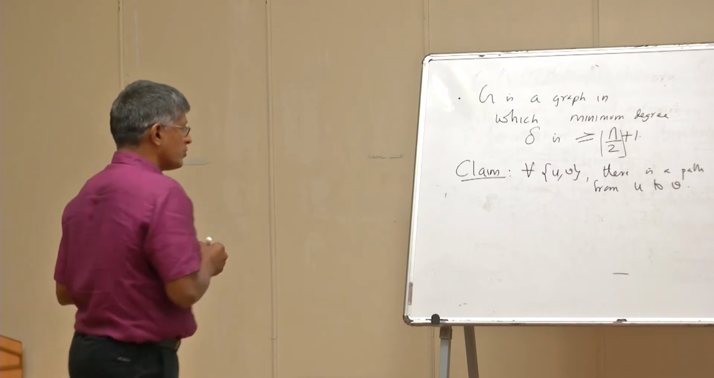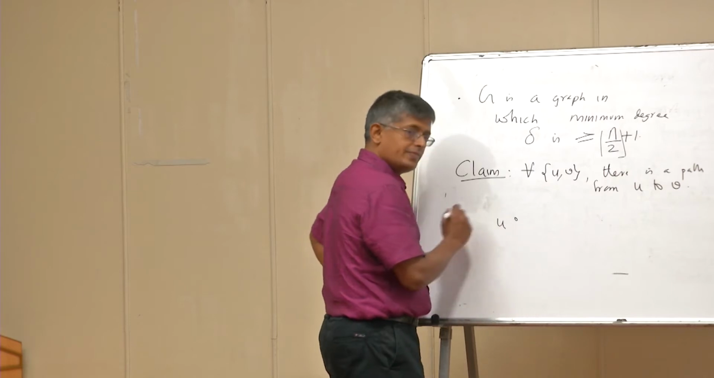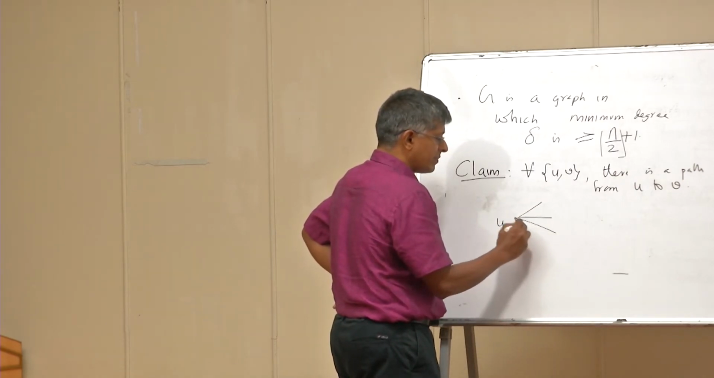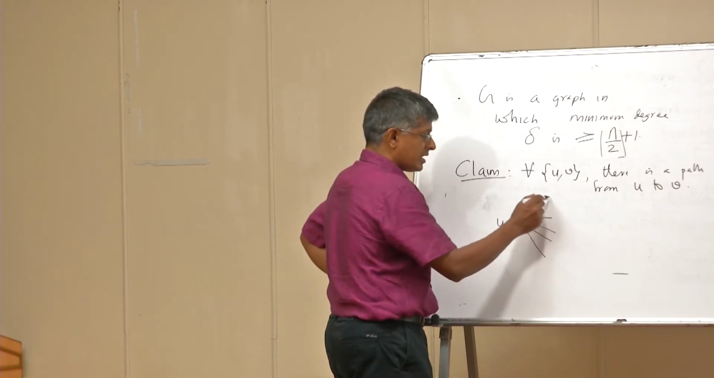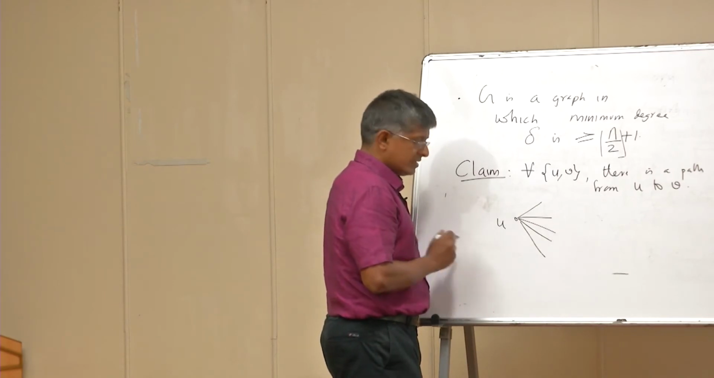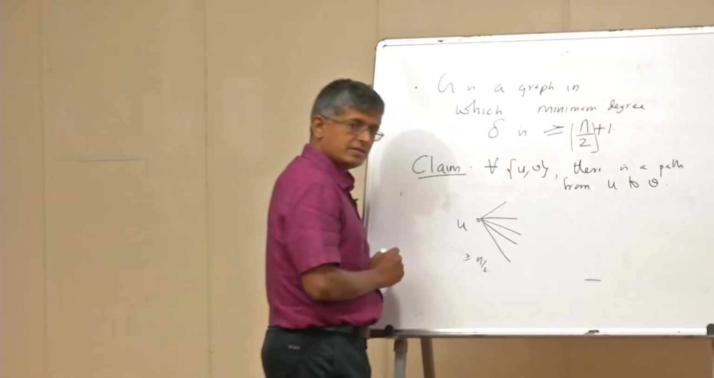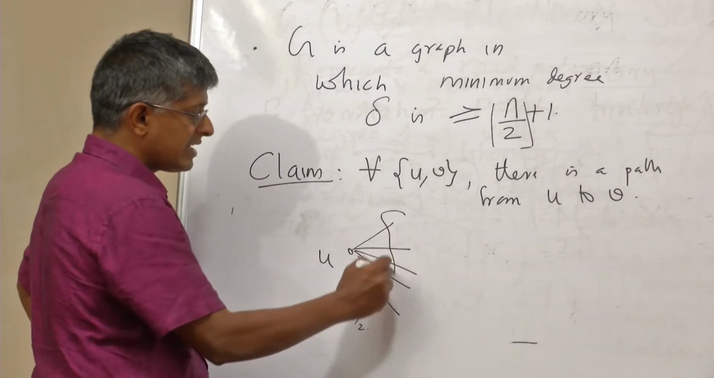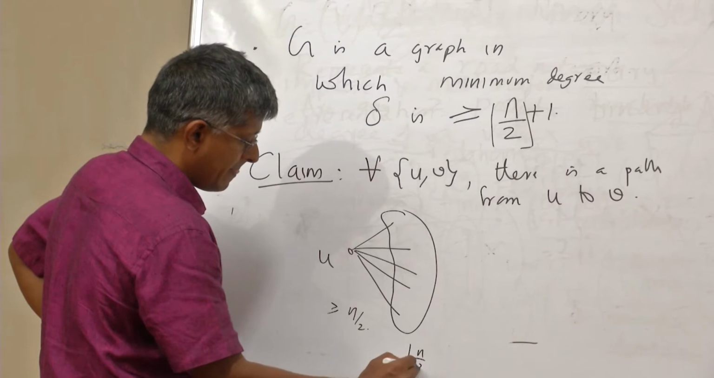So let's try to do a proof of this. Let us start at a particular u. Its neighborhood is at least the floor of n by 2 plus 1, which means half the vertices are here. So therefore there are at least n by 2 vertices here, correct? Because how many vertices are here? It is floor of n by 2 plus 1.